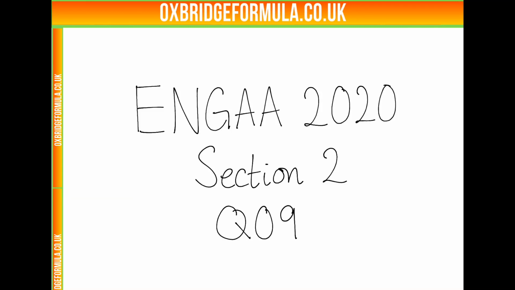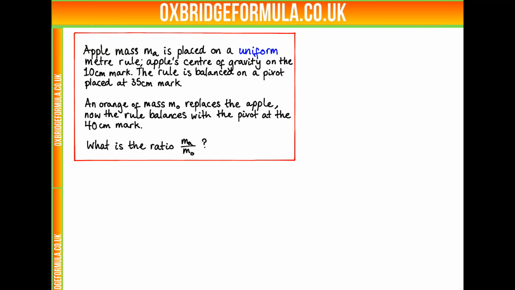This question is taken from the ENGAA 2020 Section 2 paper, and it is question 9. So we read, an apple of mass MA is placed on a uniform meter rule. The apple's centre of gravity is on the 10 centimetre mark. The rule is balanced on a pivot placed at the 35 centimetre mark. An orange of mass MO now replaces the apple.